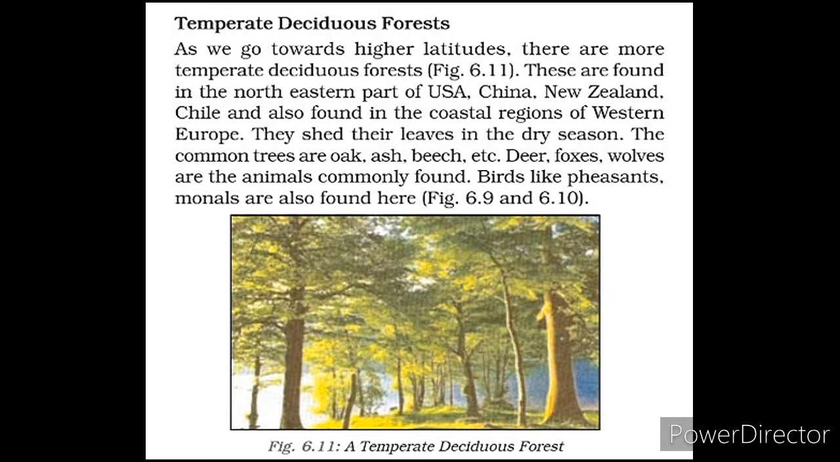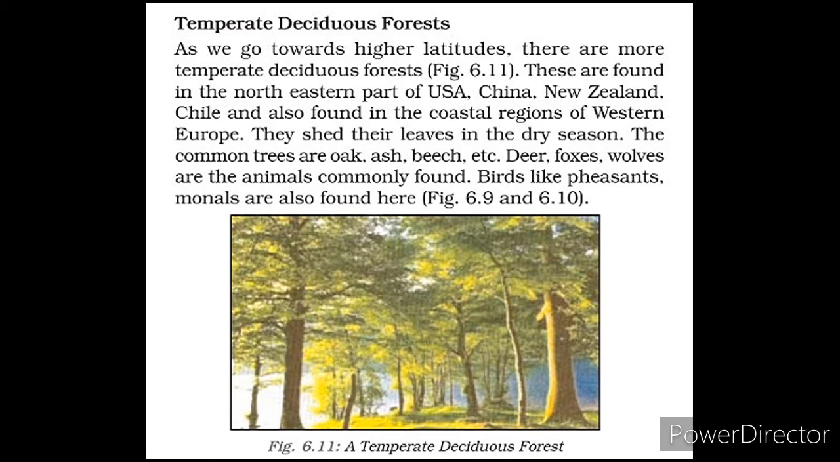Okay, so now the second type of forest, that is temperate deciduous forest, which we are going to discuss in this chapter. As we go towards higher latitudes, there are more temperate deciduous forests, which is shown in figure 6.11. These are found in the northeastern part of USA, China, New Zealand, Chile, and also in the coastal regions of Western Europe. They shed their leaves in the dry season.